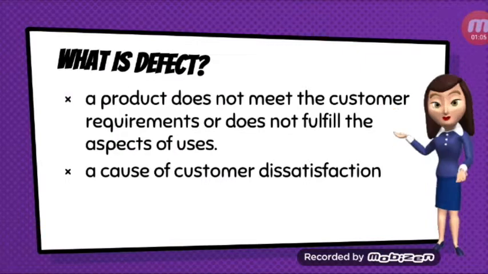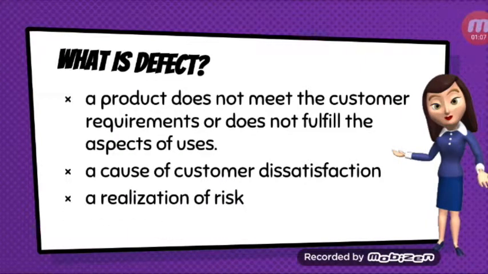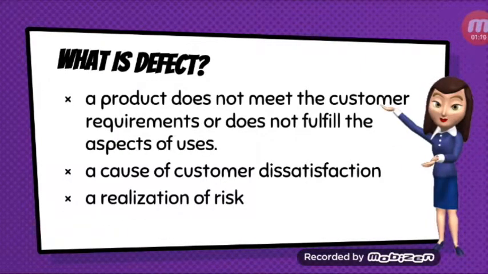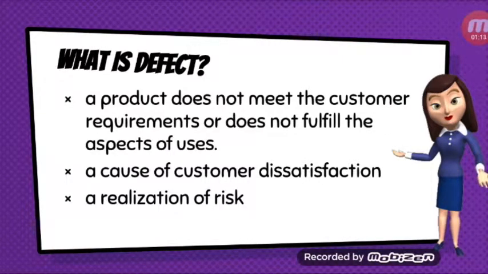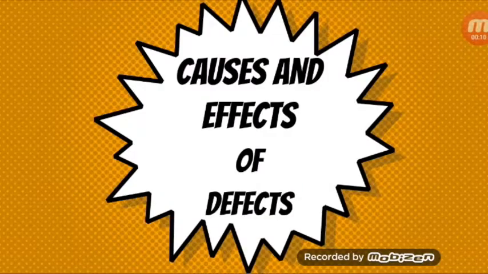Defect can be considered as a symptom of a class problem. As defined earlier, testing is a risk reduction process, whereas defect is a realization of a risk. Now we all know what is defect in software engineering. Now let's proceed to the causes and effects of defects.